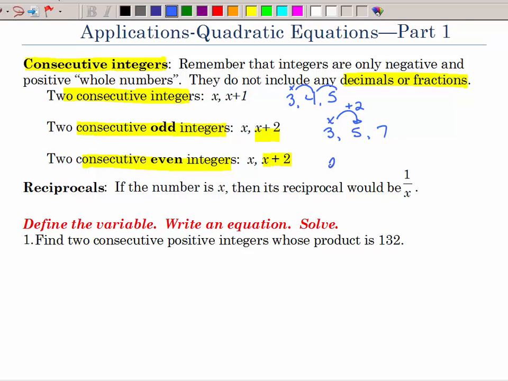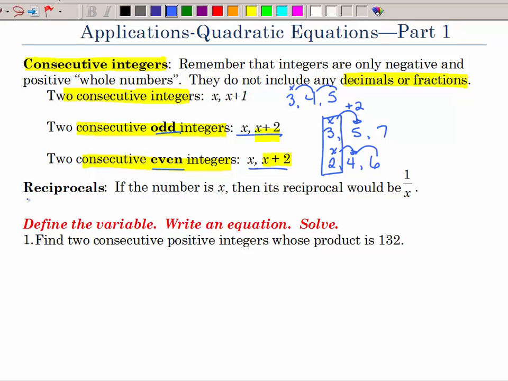Look at this. You have 2, 4, 6. So if the first number is x, you again would have to add 2 to get to 4. You would have to add 2 to get to 6. So even though we have odd and even, they're set up the same way. It's just your starting point is different, but they're still spaced out every 2 on the number line.